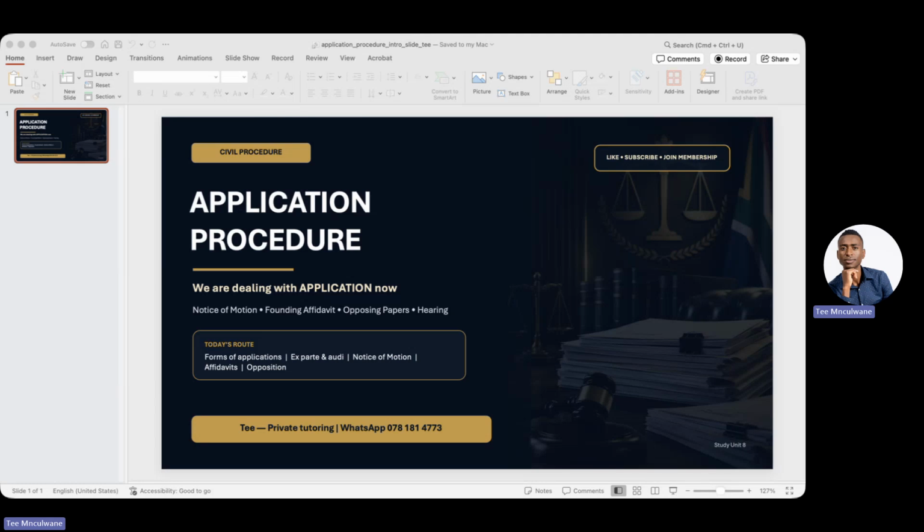Okay, so now we're going to be dealing with application procedure, right? So you have an urgent matter. Your client calls you in panic. Someone is about to sell their property, destroy evidence, remove a child, freeze your client out of a business, or do something that will cause serious harm. Your client says, please, we need court intervention now.